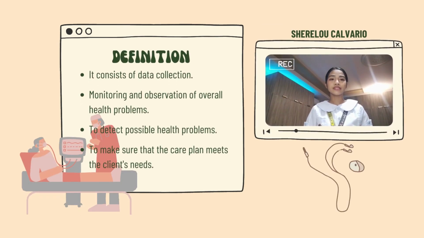Ongoing assessment consists of data collection that occurs after a comprehensive database is established. The purpose of this assessment is to detect if there are any problems in the client's health or the client's body. That will also help to determine the changes in the baseline data of the client. This assessment is important because it is about making sure that the client's care plan still meets the patient's needs and addresses any changes to the patient's health condition.